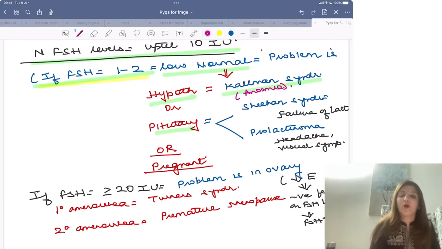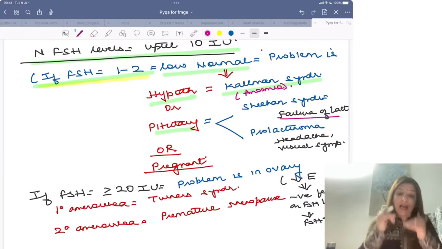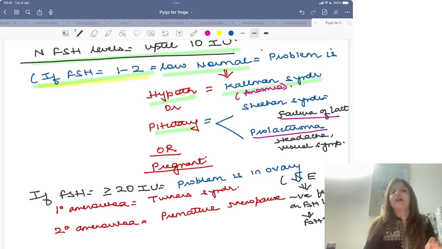Ab agar pituitary ki problem hai, then also levels of FSH will be less. Pituitary ki problem can be Sheehan syndrome. In Sheehan syndrome, patient will complain of failure to lactate. To line agar di hai ki amenorrhea hai, failure to lactate hai and FSH levels kam hai, it means Sheehan syndrome. Or it could be a case of prolactinoma. Prolactinoma ke case mein, they are going to give you headache and visual symptoms. So, if your question says that there is amenorrhea plus FSH levels are low and there is headache and visual symptoms, it means prolactinoma.